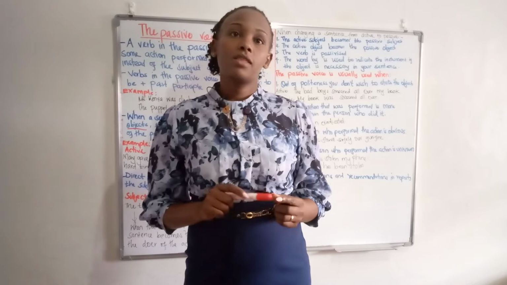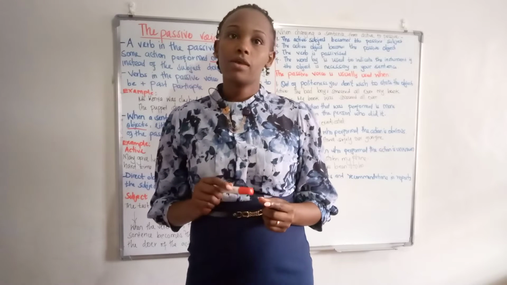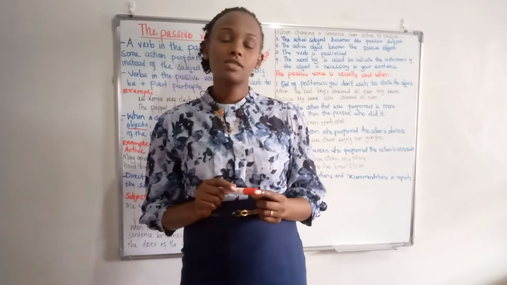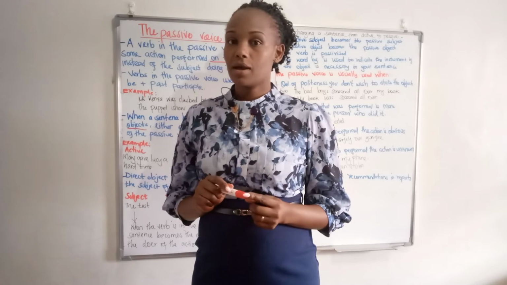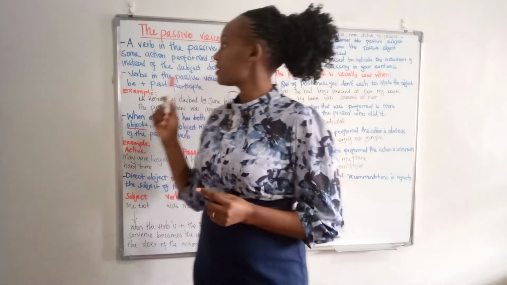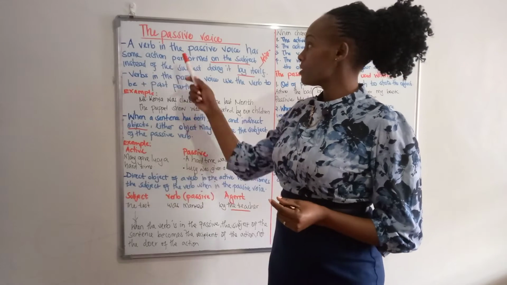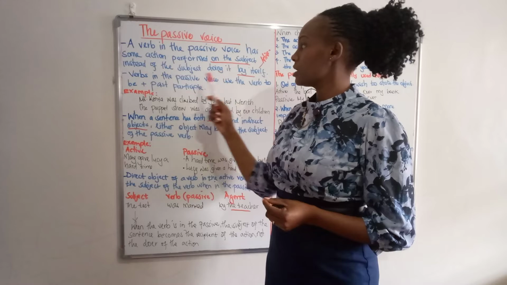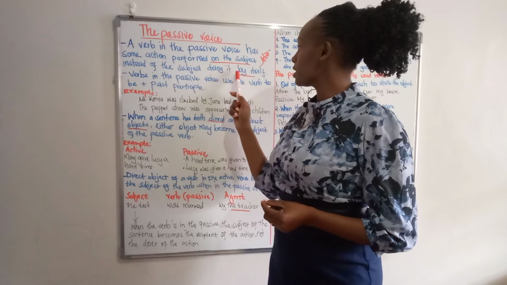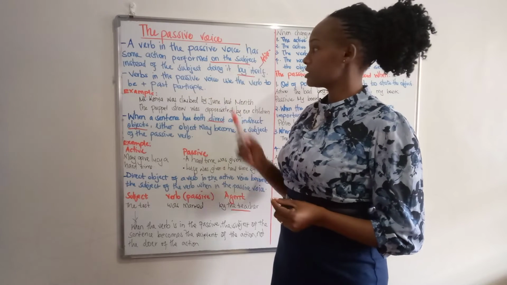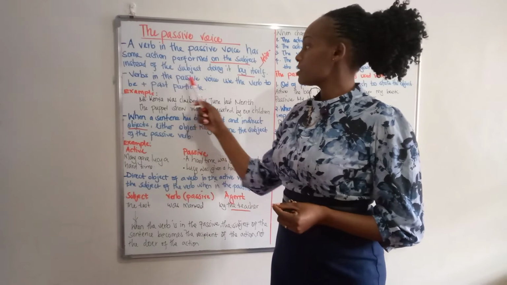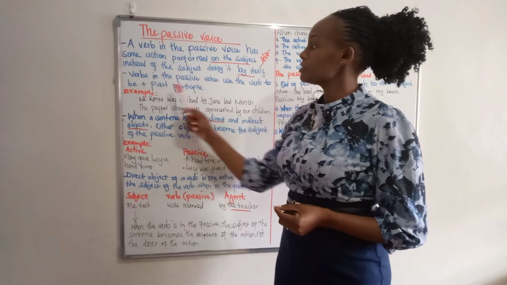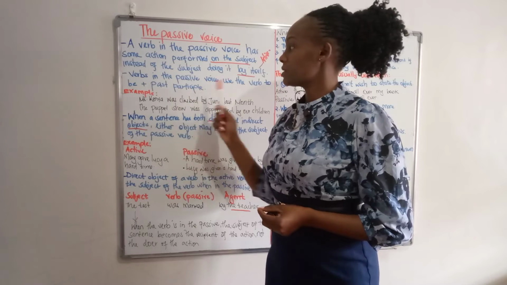Now, a verb in the active voice has the subject perform an action, unlike the passive voice, where a verb in the passive voice has some action performed on the subject instead of the subject doing it by itself, like in the active voice. Verbs in the passive voice use the verb to be plus past participle.